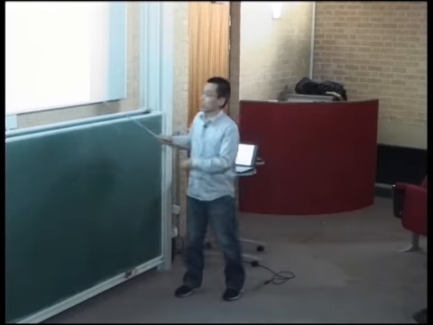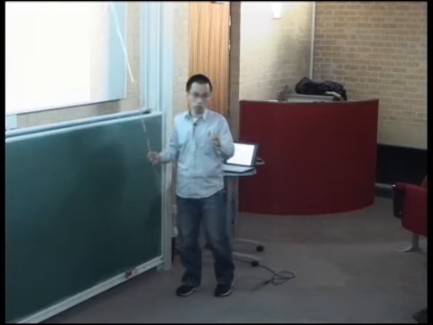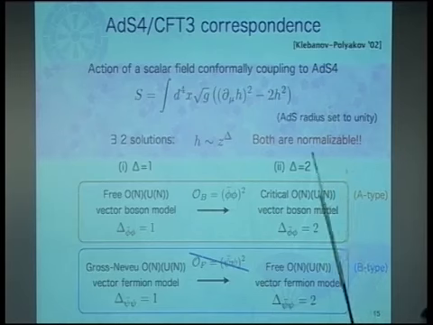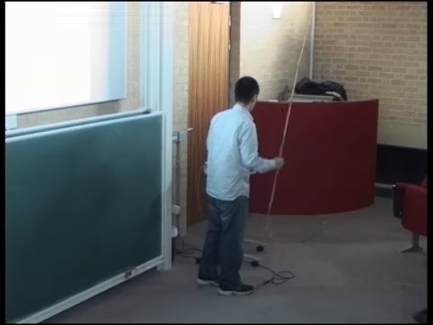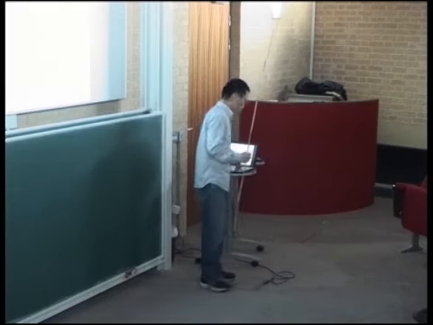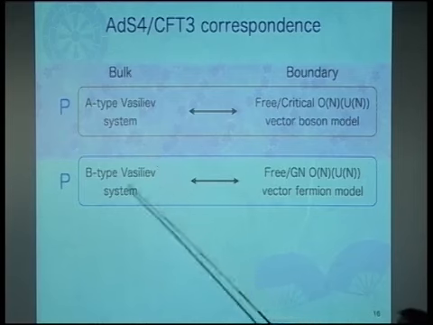And these CFTs correspond to A-type Vasiliev theory with suitably chosen boundary condition. And these CFTs correspond to B-type Vasiliev theory with appropriately chosen boundary condition in AdS4. This is a summary of the previous page. Now these are parity invariant theories in AdS4.